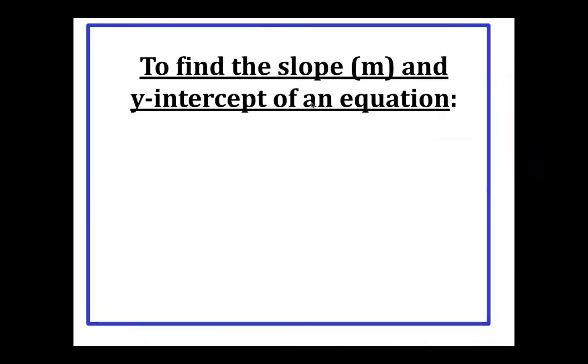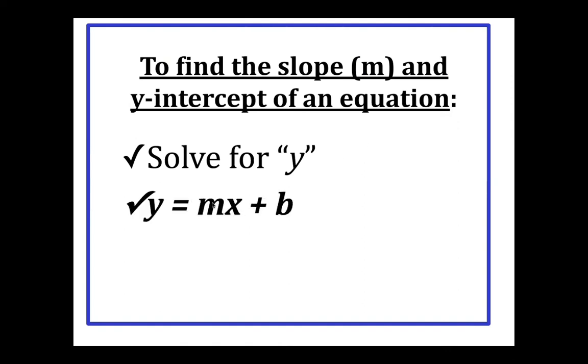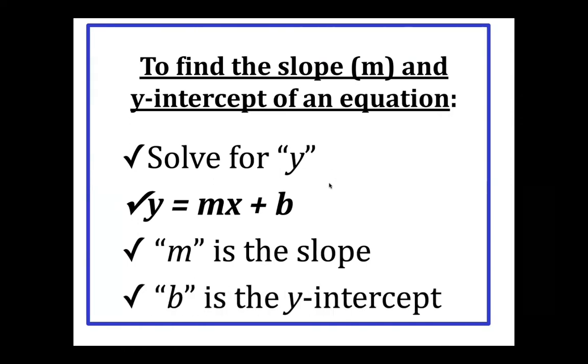Okay, let's go ahead and find the slope and y-intercept of an equation. So you're going to first solve your equation for y. So always make sure your equation is set to y. It's going to look like this: y equals mx plus b. m, once again, equals the slope. And b is the y-intercept, or where the line will cross the y-axis.